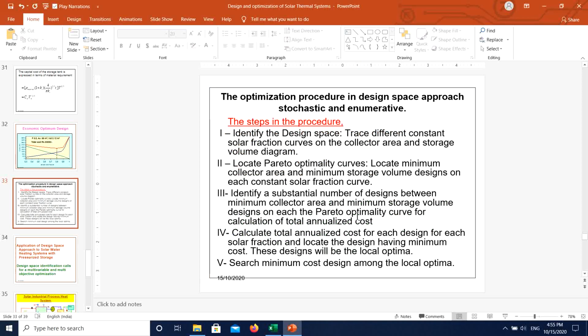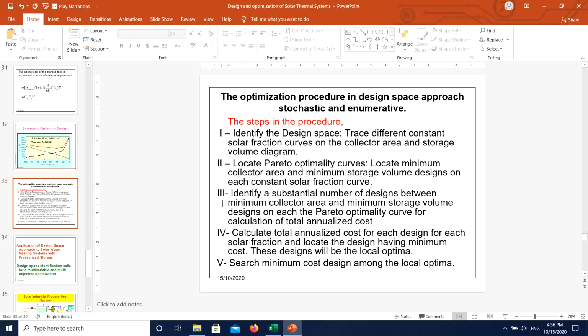In a nutshell, in summary, we can just list the steps in the procedure. The optimization procedure in design space approach is stochastic and enumerative. Okay, so this is a search technique, we can say, in Excel. Step number 1, identify the design space. Then step number 2, locate Pareto optimality curves. So locate minimum collector area and minimum storage volume designs on each constant solar fraction curve.